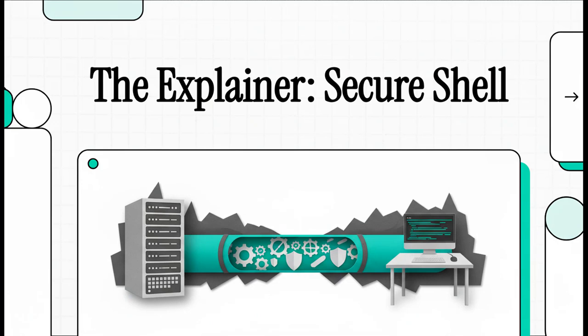Whenever a developer pushes code to a repository or an admin logs into a server halfway across the globe, there's this invisible guardian working behind the scenes. It's called Secure Shell, or SSH, and it's basically the protocol that builds a private, encrypted tunnel for your data right through the middle of the very public internet.